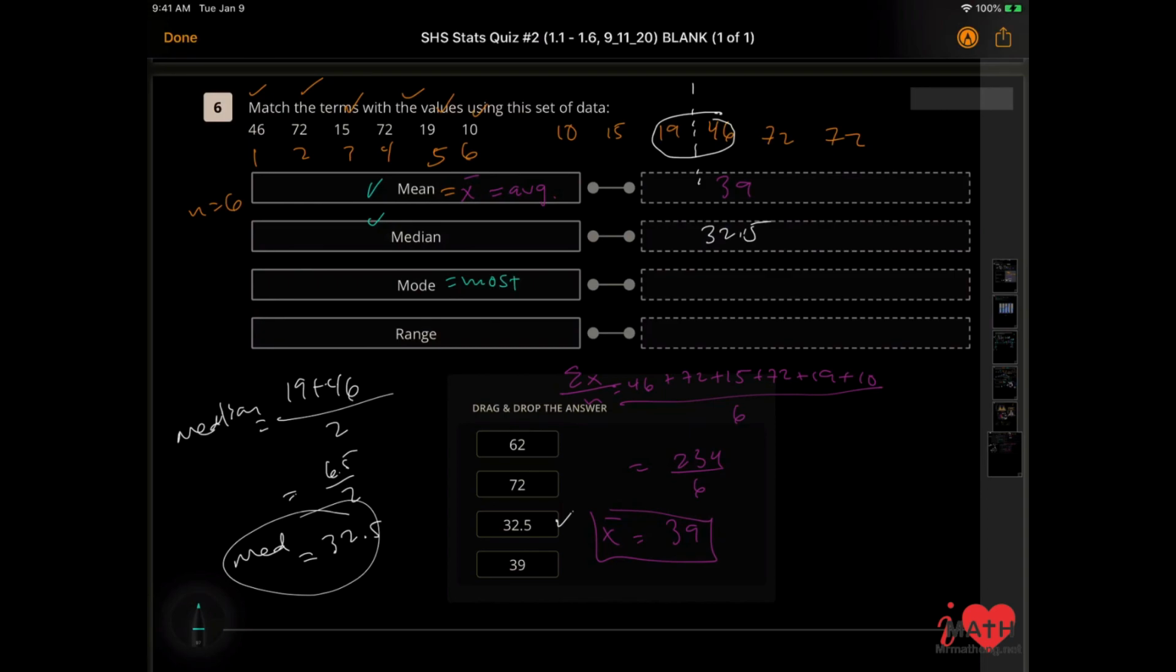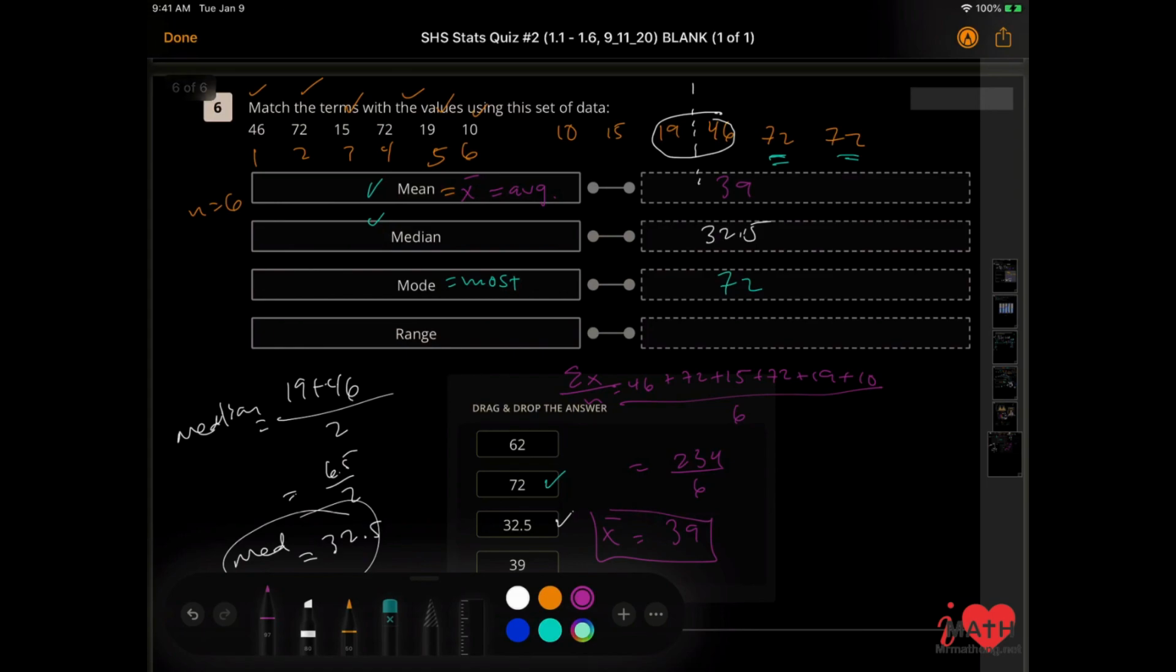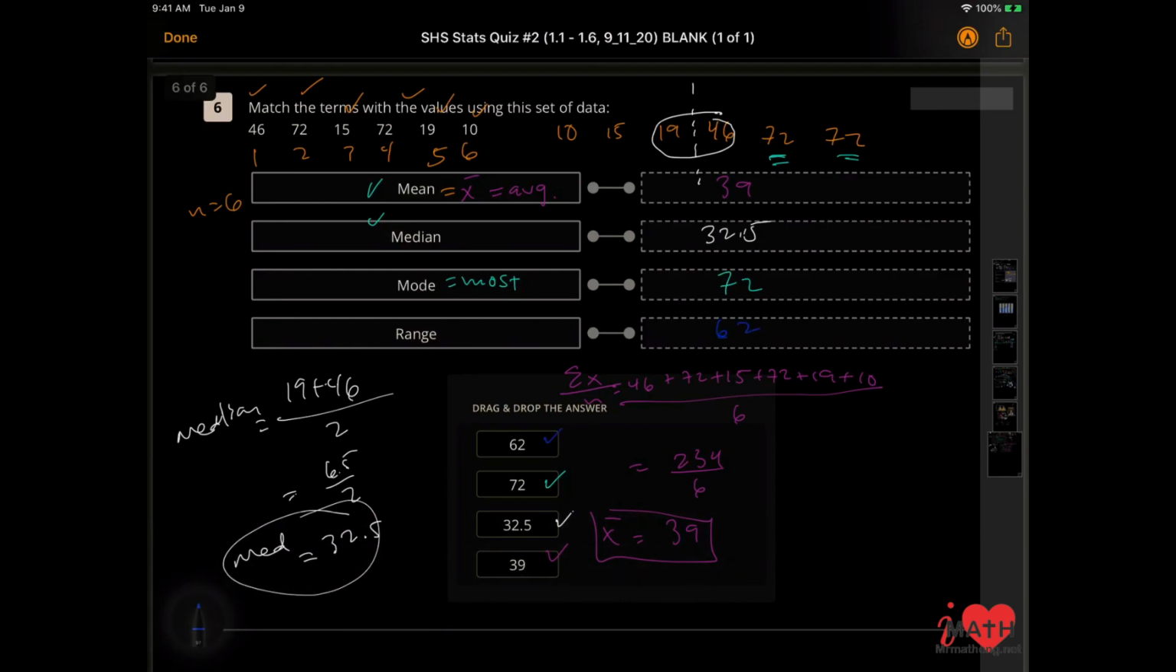Let's do the mode. Mode means most. What number appears the most? That is 72. And by process of elimination, 62 is the range. But let's write a formula. Maximum minus the minimum. Biggest minus the smallest. 72 minus 10 gives me 62. 62 is the range.